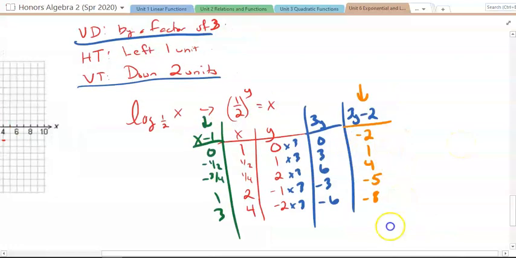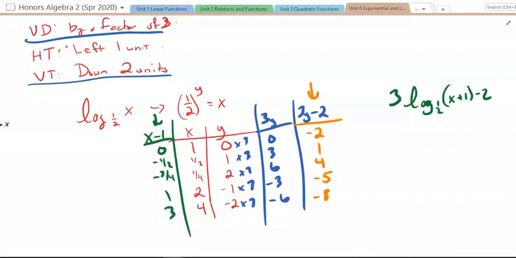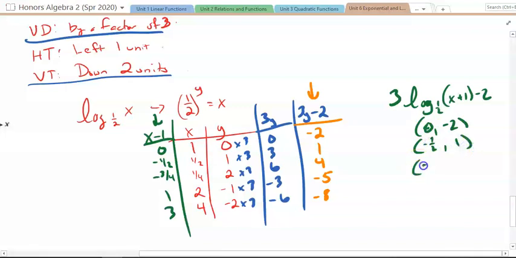Those are going to be the ordered pairs for 3 log base 1/2 of the x plus the 1 minus the 2. All right, and so again, my ordered pairs will be 0, negative 2, negative 1/2, 1, negative 3/4, 4, 1, negative 5, and 3, negative 8. Those are my 5 ordered pairs that I'm going to graph.